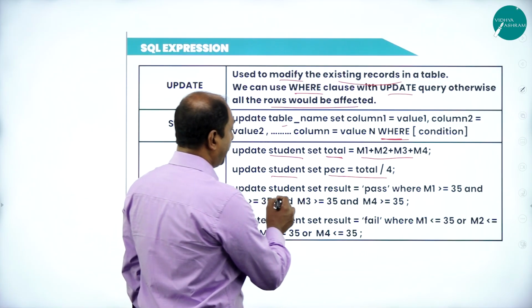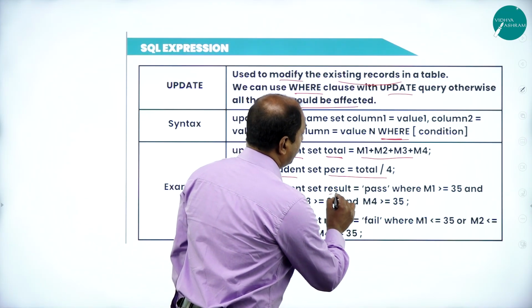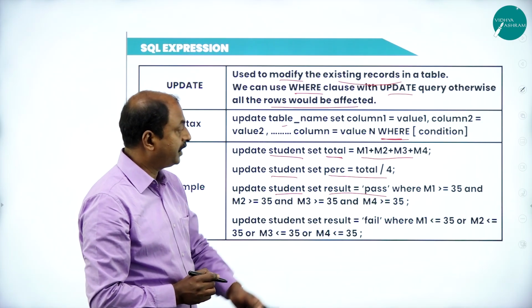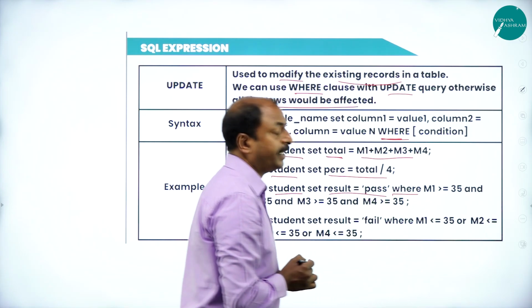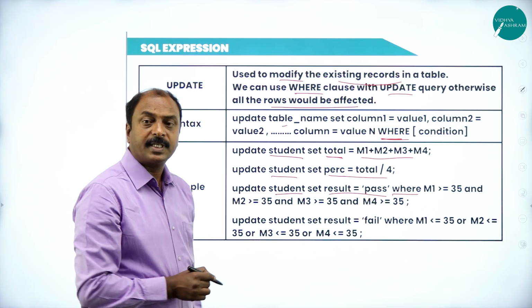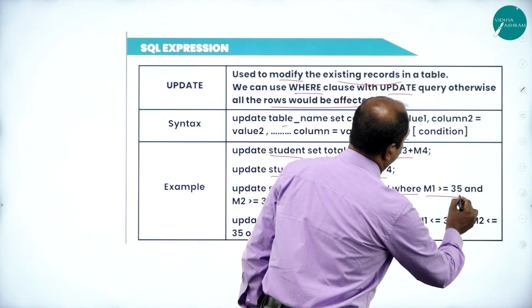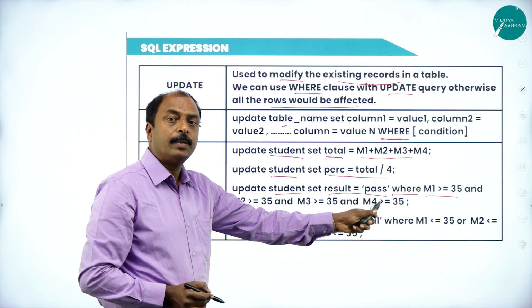Similarly, now update student, table name is student. Now result equal to pass. Now we are going to update the attribute or the field result equal to pass. Now here we are using where condition or the where clause. So what is the condition for a pass class? Here M1 should be greater than or equal to 35, M2, M3 as well as M4.